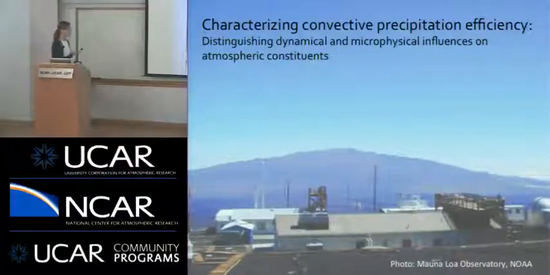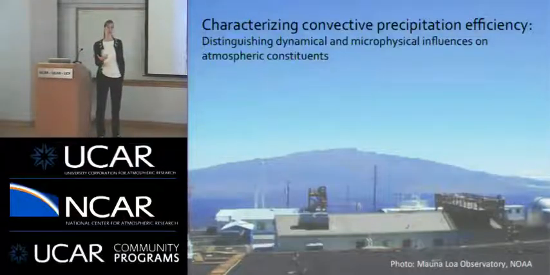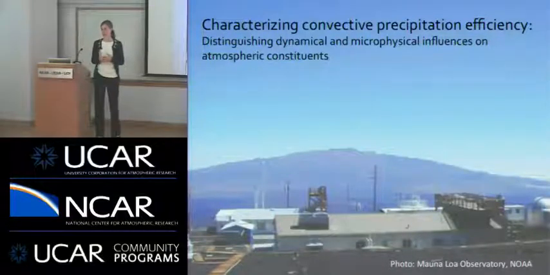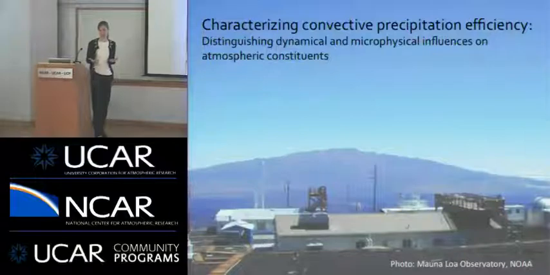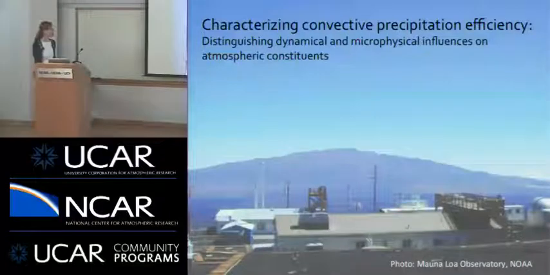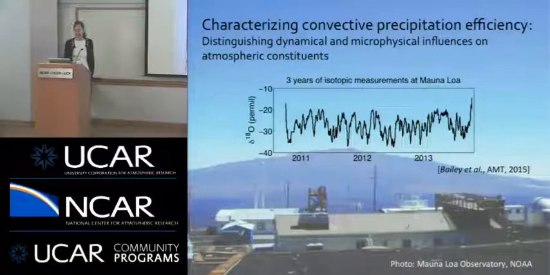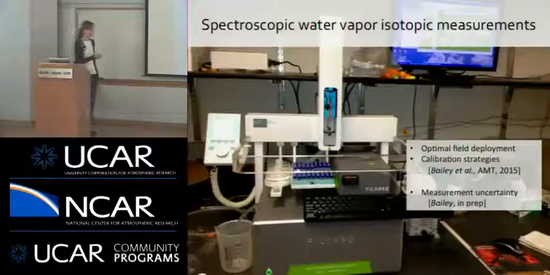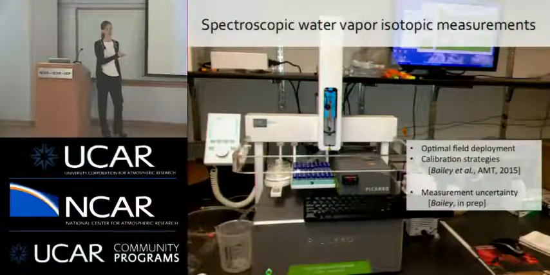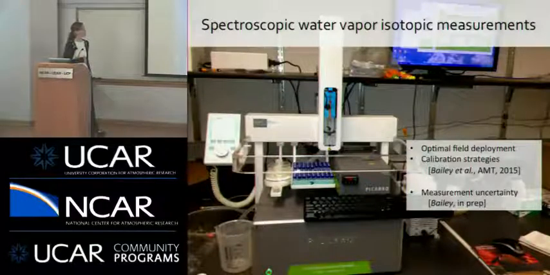So equipped with this framework, how can we think about characterizing the precipitation efficiency of convective systems and using that to answer questions about what actually drives different precipitation efficiencies, and how that impacts atmospheric constituents like aerosols and trace gases? So we went to the Mauna Loa Observatory to set up a multi-year campaign to answer this question. And the instrumentation we used was, at the time, a pretty brand new water vapor isotopic analyzer that is now being produced, I don't want to say mass produced, but now in the hundreds by Picarro.